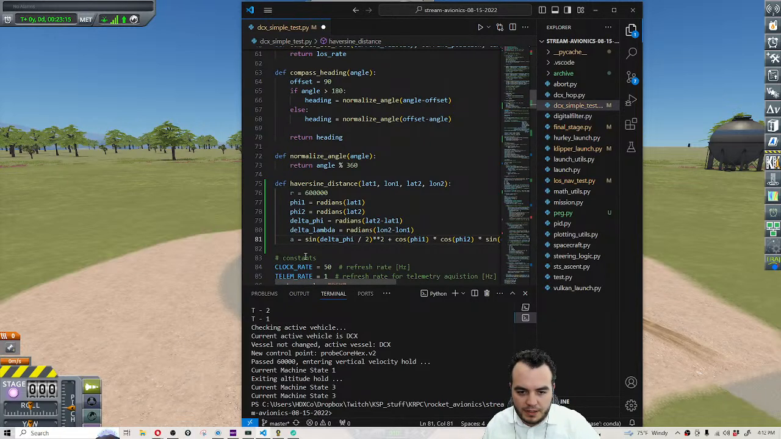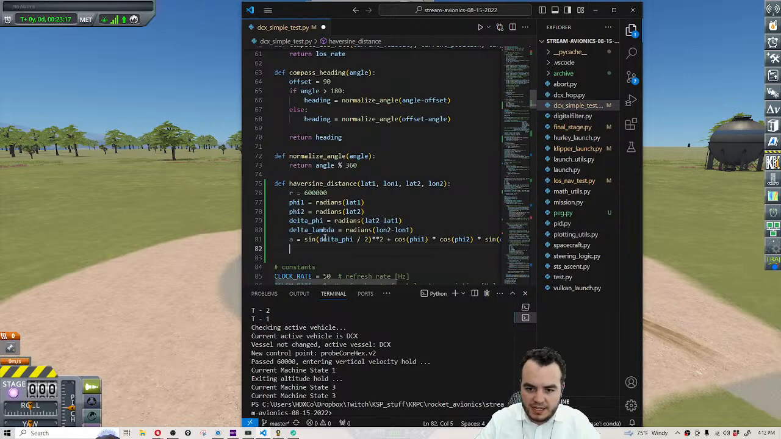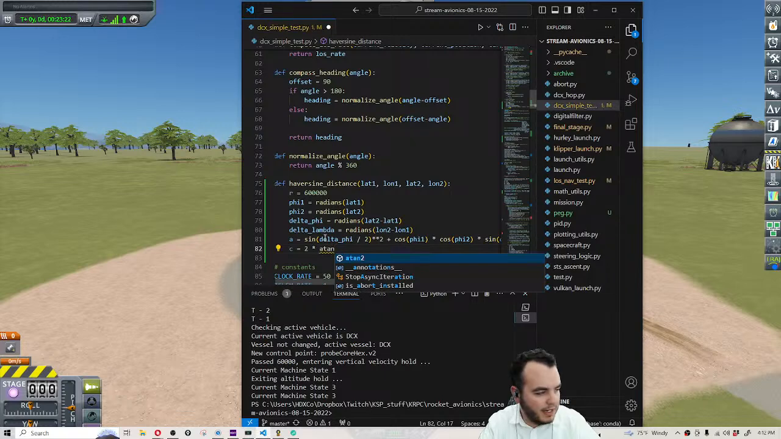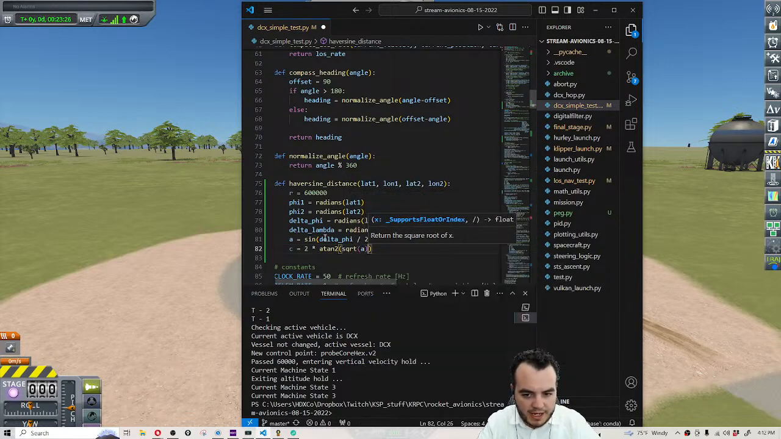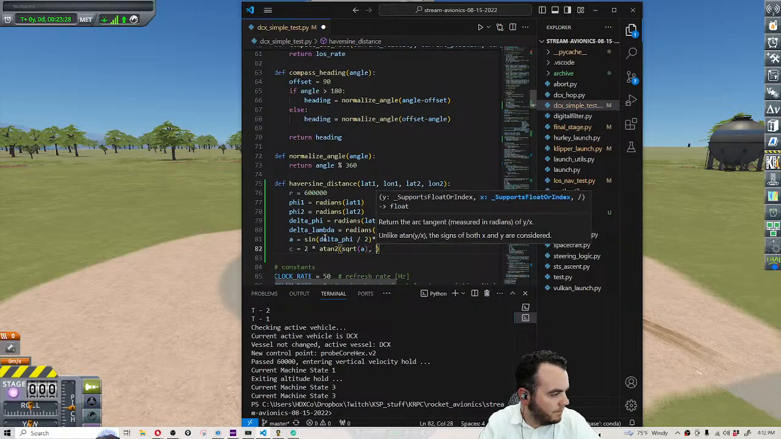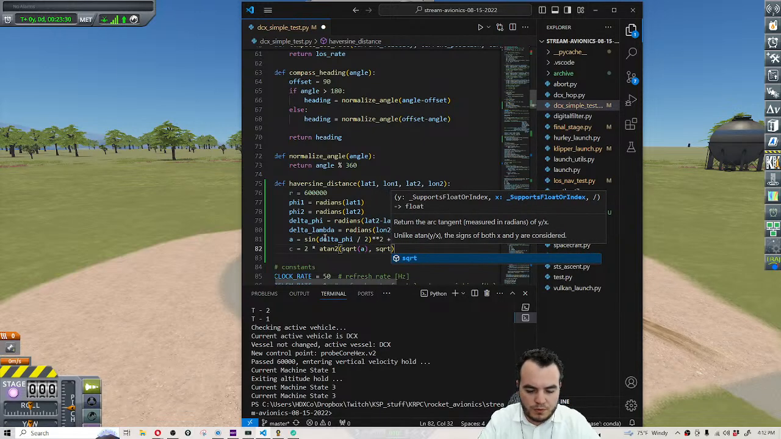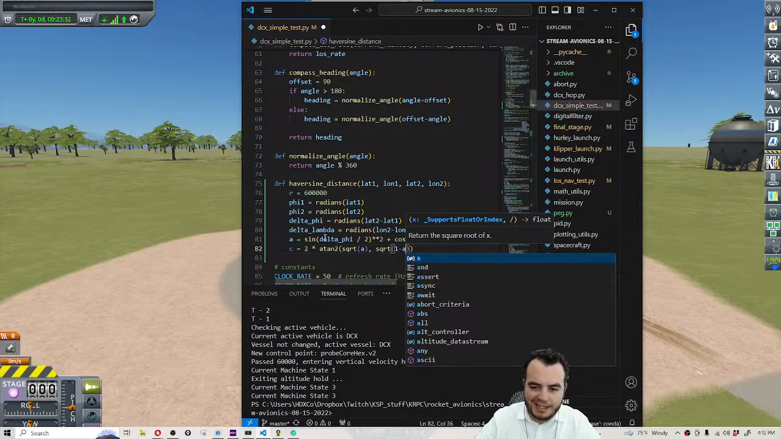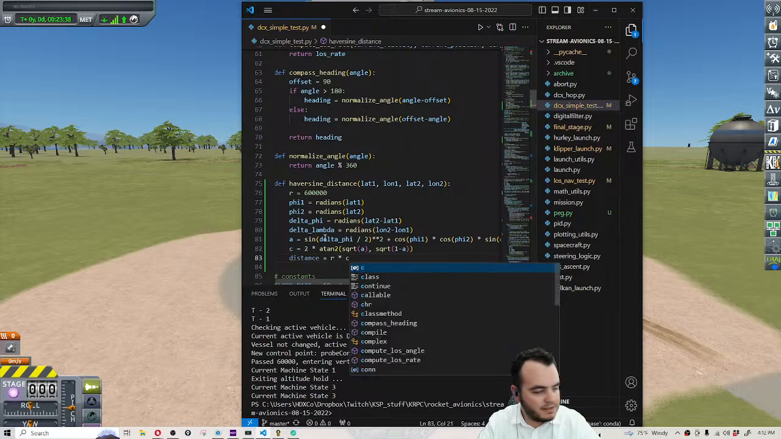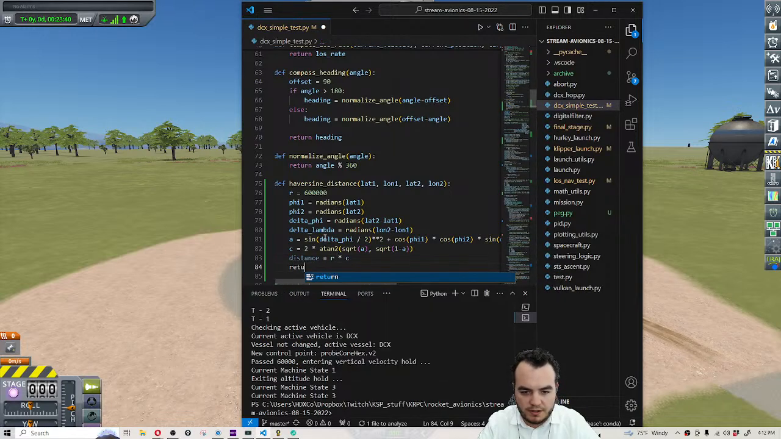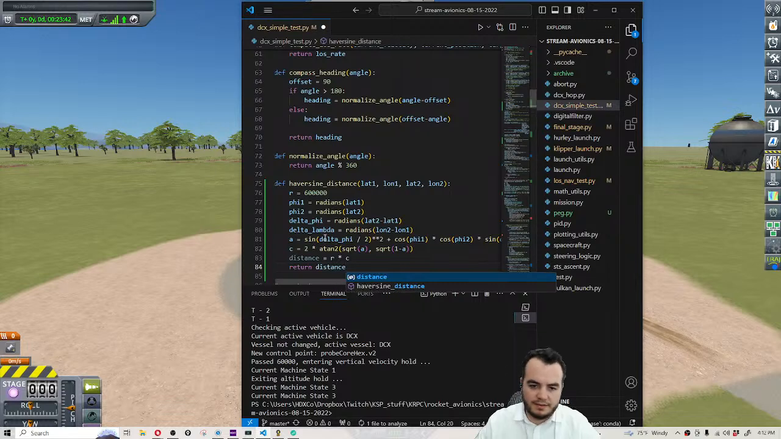All right, so now we need to have our C. So C is going to equal 2 times atan2, which is going to be the square root of A, and the square root of 1 minus A. Okay. And then finally, we have our distance is going to be R times C, and we want to return that distance. All right.